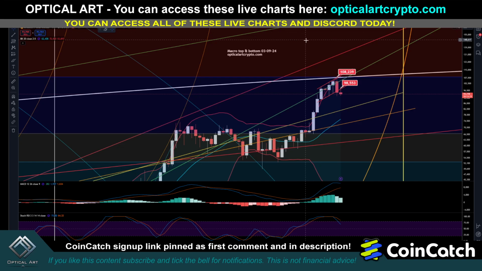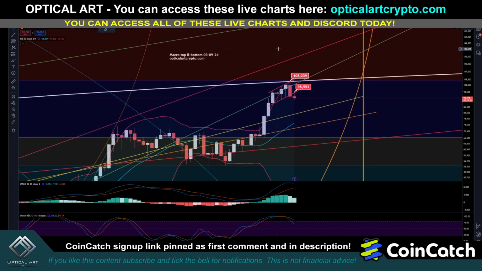All right, let's move on to this chart. So this is the macro top and bottom chart.